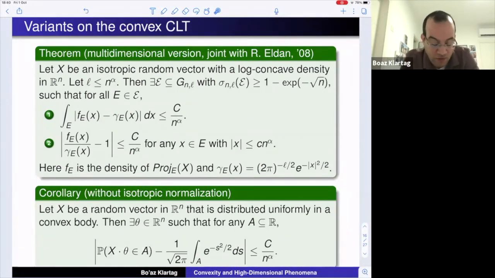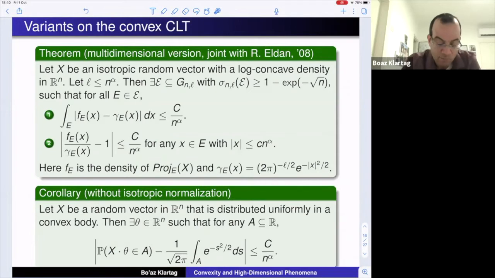Then the conclusion is that you could find a collection of L-dimensional subspaces. So this is the Grassmannian of L-dimensional subspaces of R^n. This calligraphic E is the collection of good subspaces with respect to X. And the measure of this set of subspaces is pretty large. The Grassmannian has this Haar probability measure. So this is the way we measure collections from the Grassmannian. You know that almost all subspaces of the Grassmannian are good subspaces.